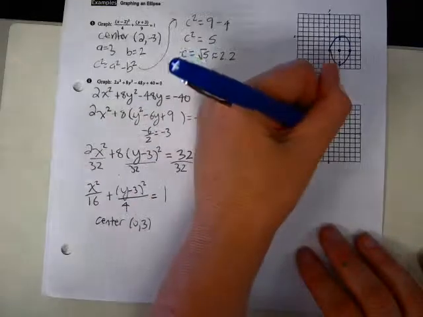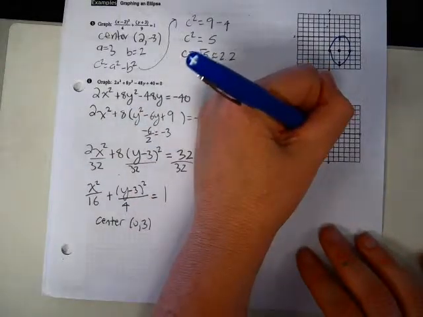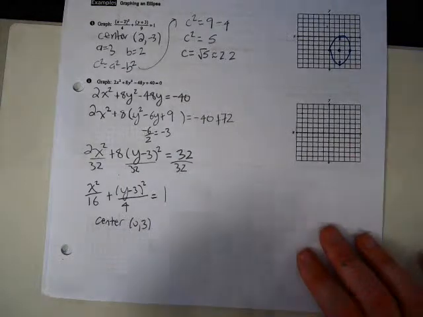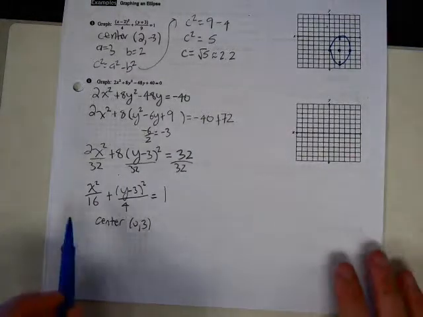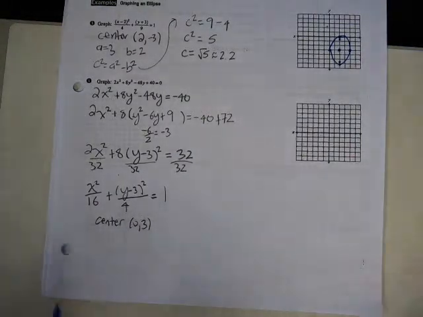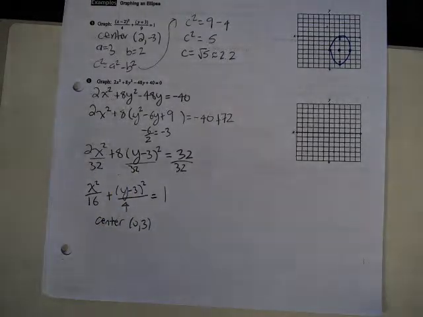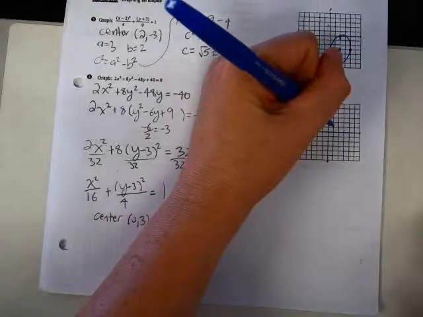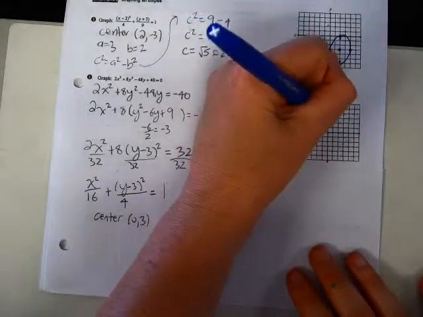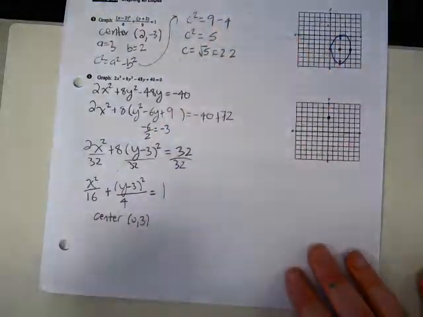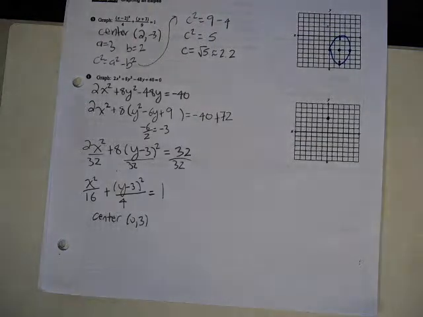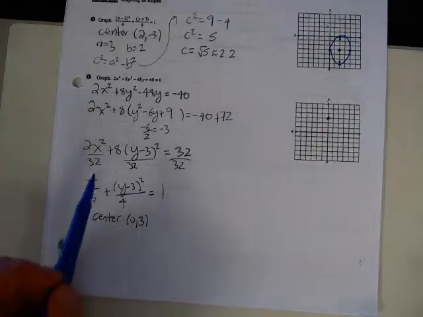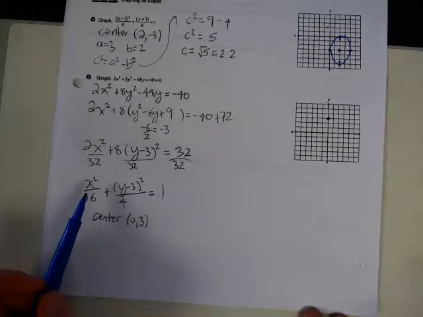So graph that point, 0. I'm sorry, I think I might have said negative 3, just 0, 3. No negative. So 0, 3. So 1, 2, 3. There's my center. And I'm going to go 4 units in the x direction.